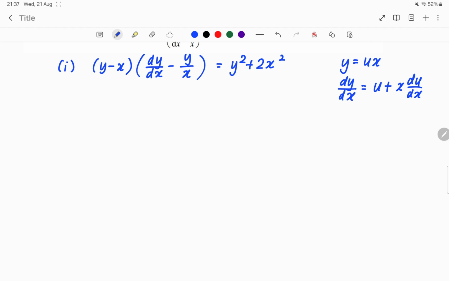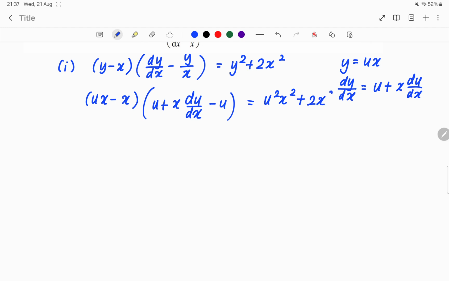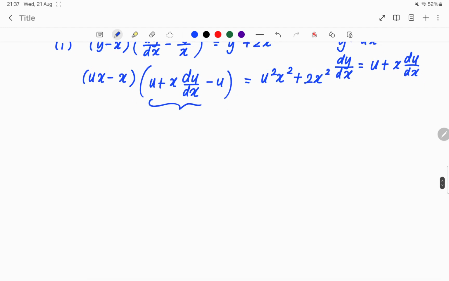So after that, we're just gonna put it all in. So y, if we manipulate the substitution, right, so y is actually equal to ux minus x. Then dy dx will be u plus x du dx. Then you see the minus y over x, right, is actually a minus u. Then over here we'll get a u square x square plus 2x squared. So do you see over here, we can simplify it further. So it's ux minus x times x du dx, equals to u square x square plus 2x squared.